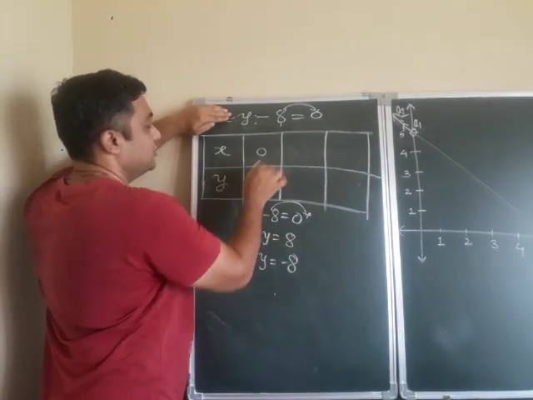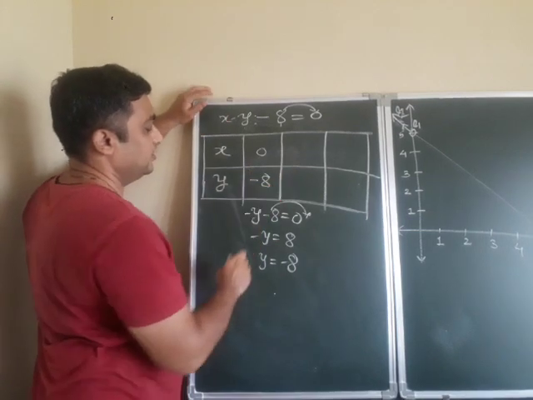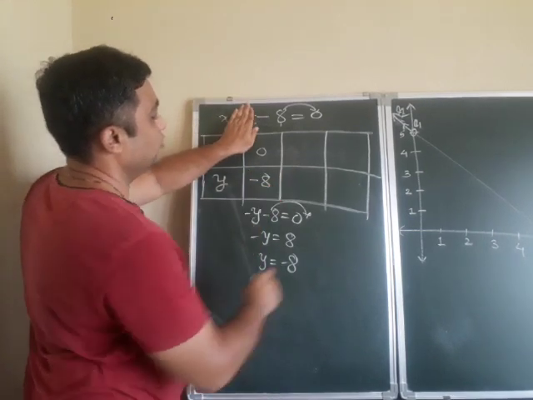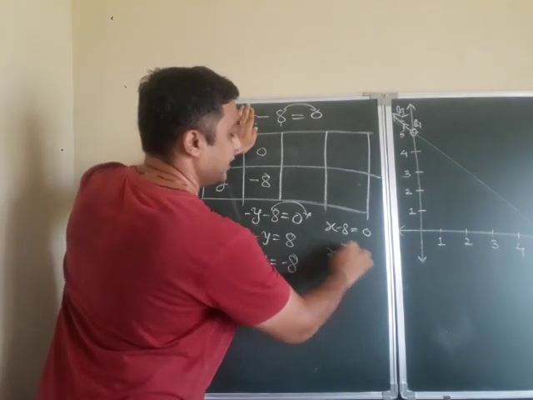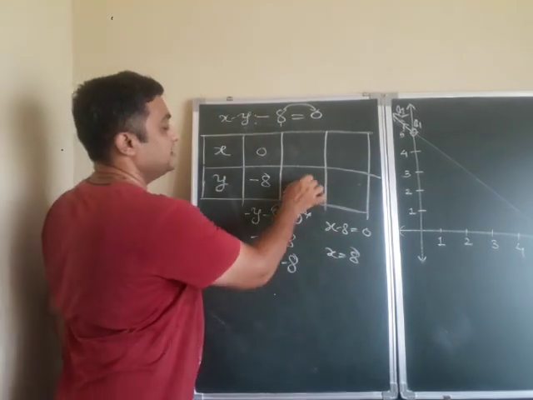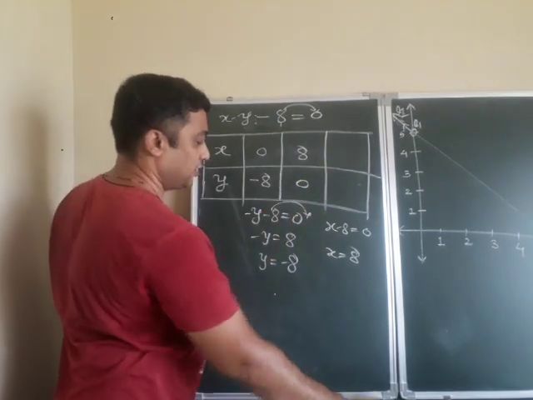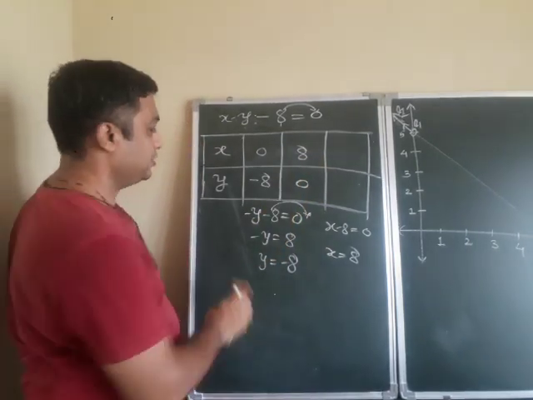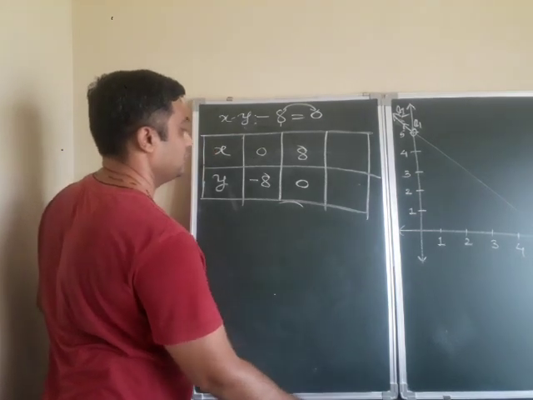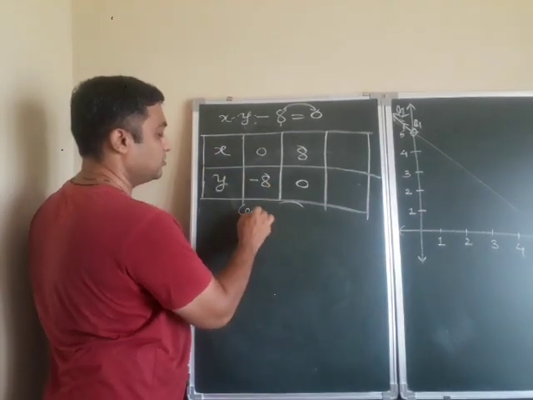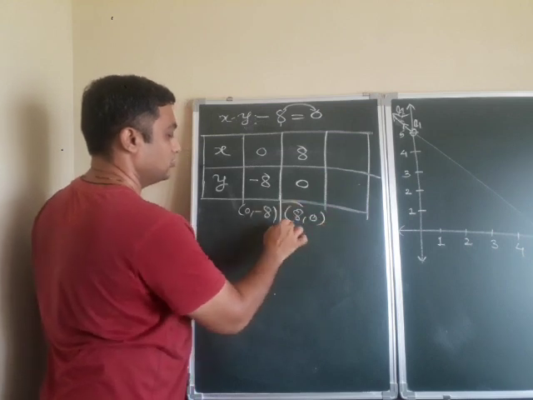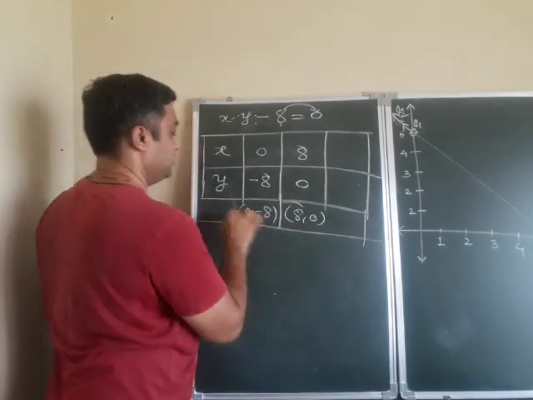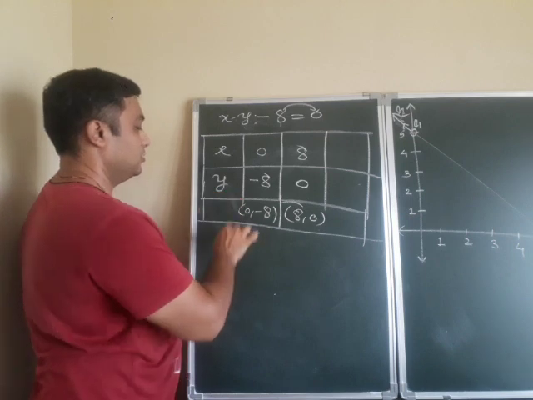Clear? So this is 0 and this is minus 8. Chalo, now take y as 0. Y is 0, so x minus 8 is equal to 0, so x is equal to 8. Okay. So when y is 0, then x is equal to 8. Clear? Chalo, ready? So we have the two points: one is (0, minus 8) and the second point is (8, 0). So two points.